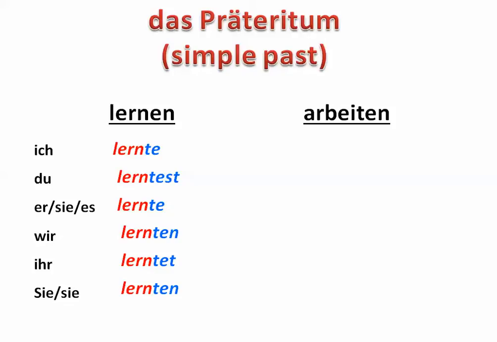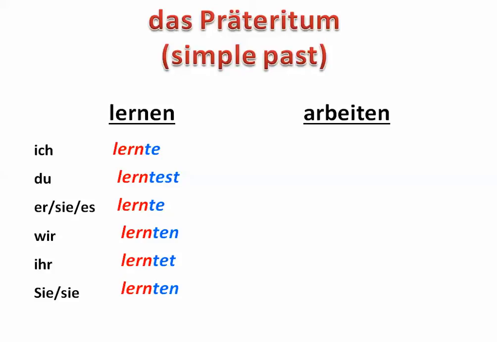Now, you can see that it's just te, test, te, ten, tet, ten. And this is the case for all regular weak verbs for the most part. So, for example, kaufen, to buy. Ich kaufte. Ich brauchte. Ich machte.